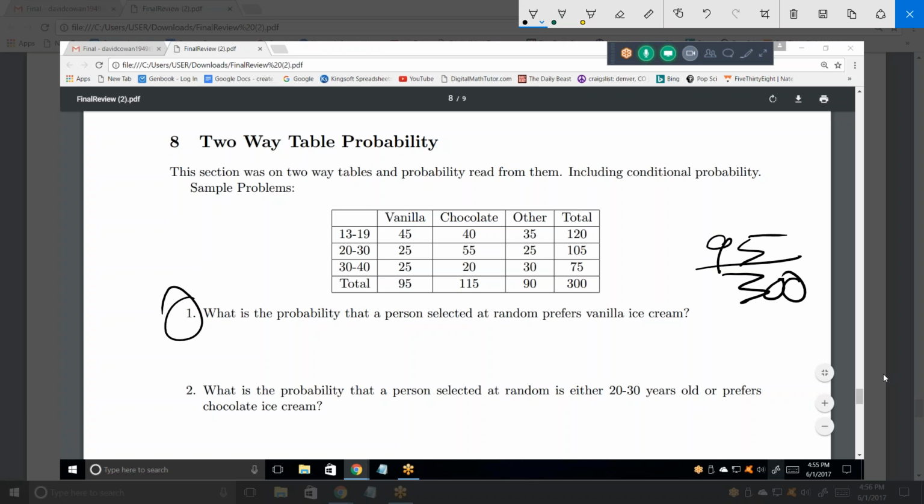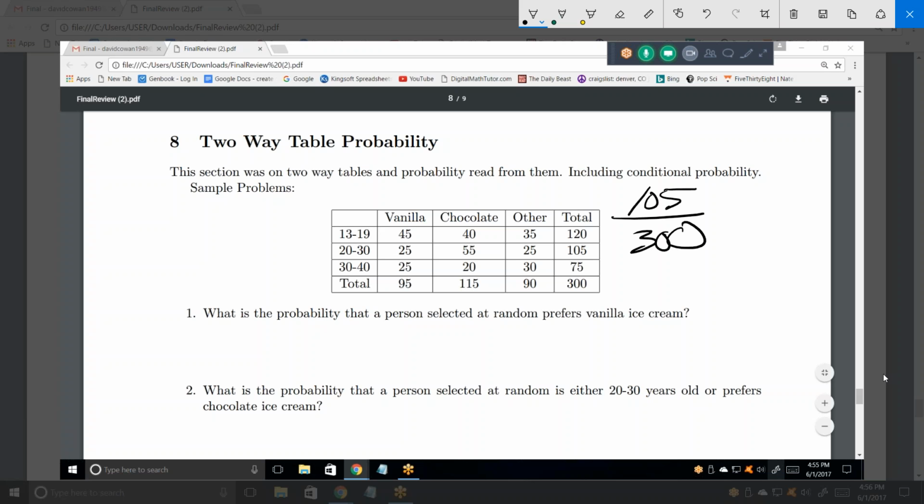What's the probability that a person selected at random is either 20 to 30 years old or prefers chocolate ice cream? 20 to 30 or prefers chocolate. What's the odds that they're 20 to 30 years old? 105 out of 300. Well, hold on. Okay, 105 out of 300, yeah.